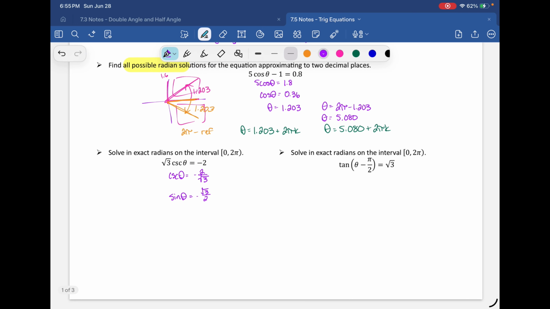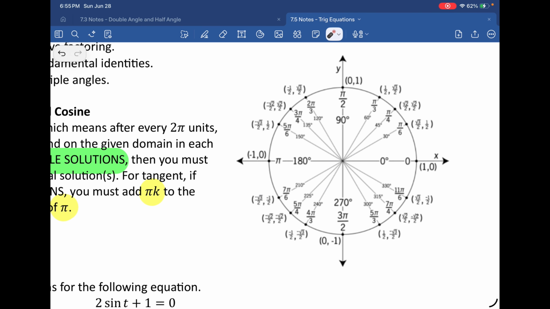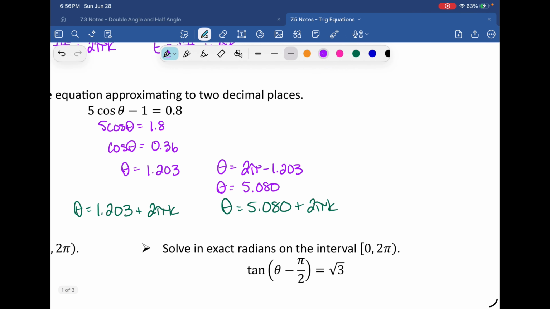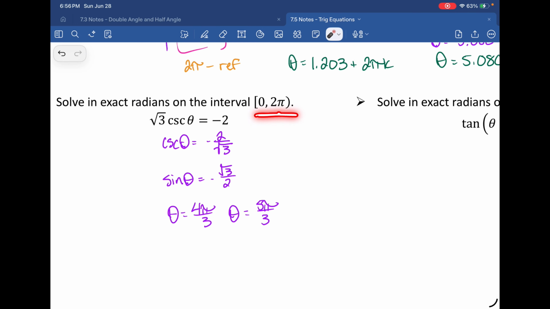So I'm going to look at my unit circle and find angles with a y value of negative root 3 over 2. That occurs in quadrants 3 and 4. So negative root 3 over 2 are these two. That's 4 pi over 3 and 5 pi over 3. Since it doesn't ask for any other answers, and these answers fall within one revolution of the unit circle, this is it.